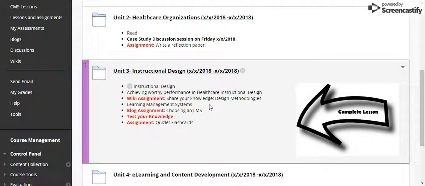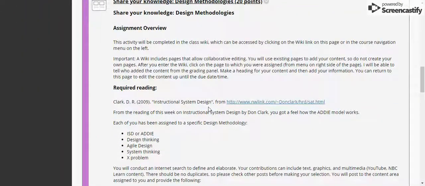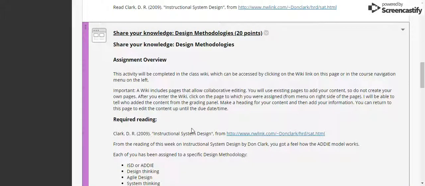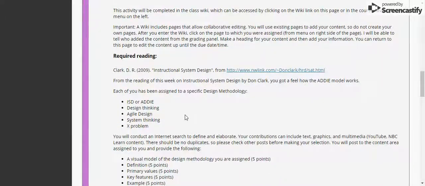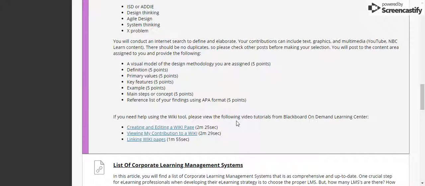So the activities within this complete lesson require them to do interactive assignments, such as the share your knowledge design methodologies. If I click on it and go down under the learning objectives, there are these design methodologies, which require them to read information about instructional design and then work together and create a wiki for these different design methodologies. They will have to submit a visual, a definition, primary values, key features, and whatnot. This requires them to collaborate with each other.